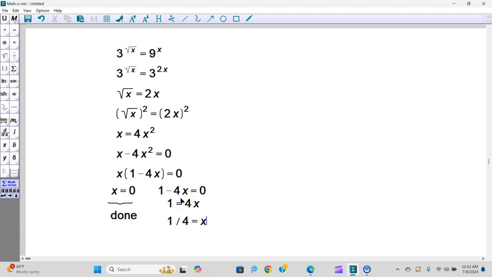You can check that both of these do work as valid solutions in the original. You should do that. If you like, this is helpful.